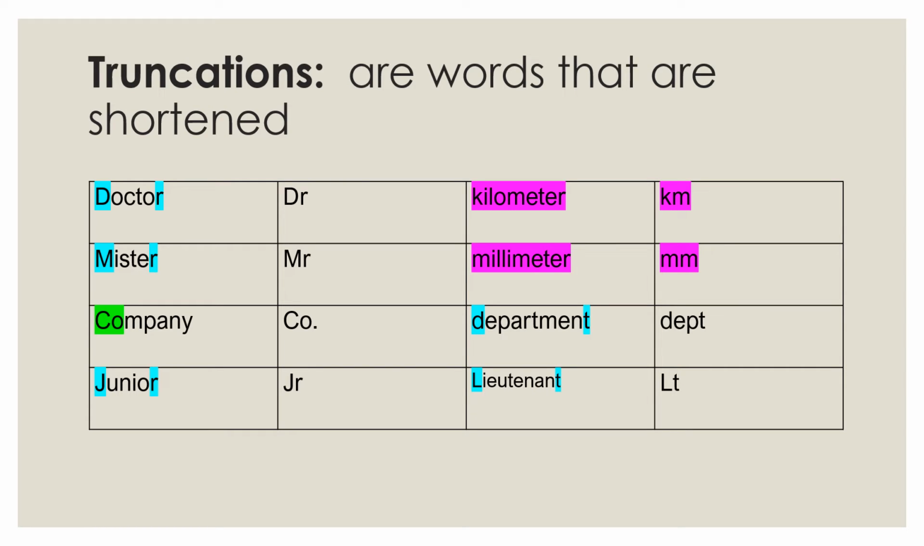Truncations are shortened words. Instead of writing the whole word doctor out, people just write capital D R. Mr. becomes MR. Company just becomes Co. Junior, JR. Kilometer gets a K and an M. Millimeter, MM. Department, Dept. And lieutenant gets LT. So this is how you shorten these words.